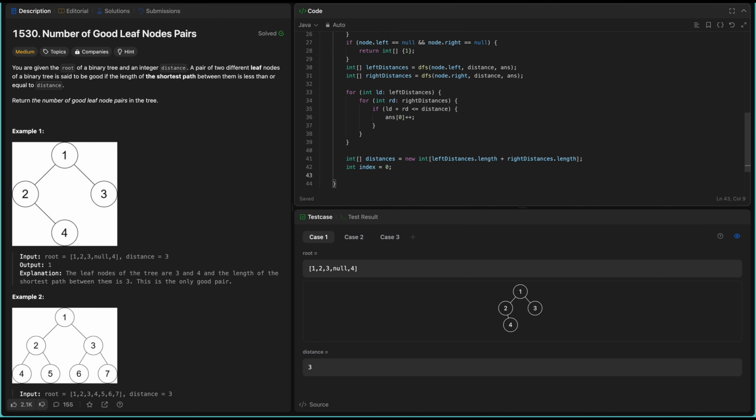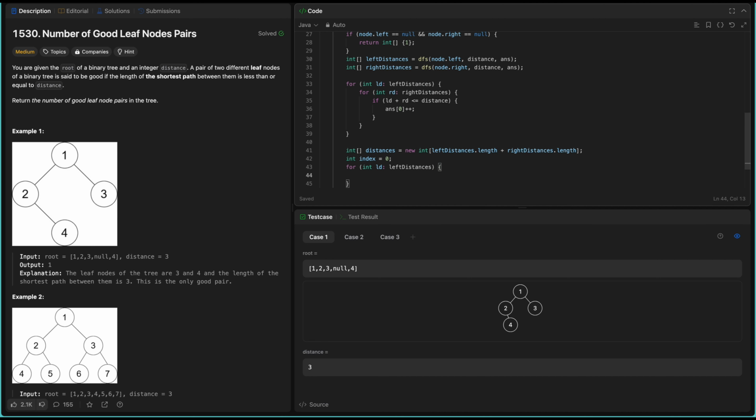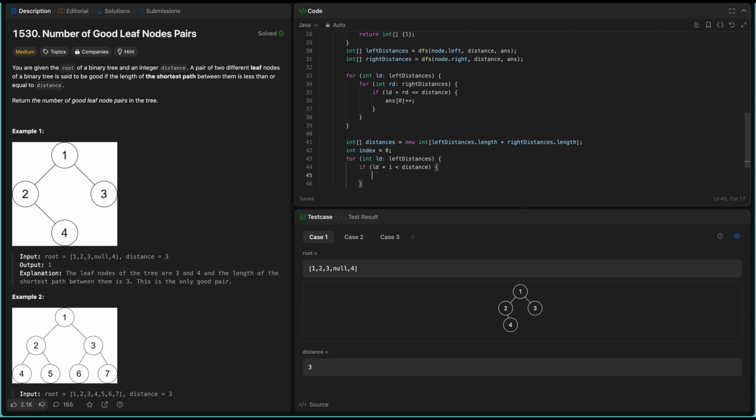Now we will be looping on this distances array using an index variable and do a small optimization. So we will propagate only those left distances where the distance value is less than distance minus 1. I will explain why. If LD plus 1 is less than distance, then only make it part of the distances array. That is the maximum number of distances possible, but we don't have to pass on all the distances. Note that I'm doing left distance plus 1 because I'm incrementing the distance now when we are going to the parent. So that is one thing.